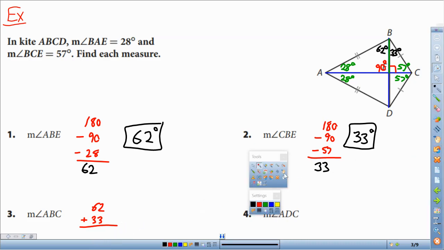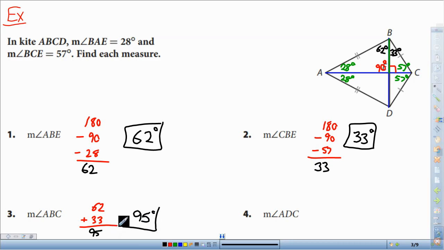Actually, since I'm kind of keeping my colors in order, let's do that. Okay, so yeah, 95 degrees, right? That would have maybe not been as obvious to us had we not written in our answers onto the shape. So again, always make sure you're doing that.